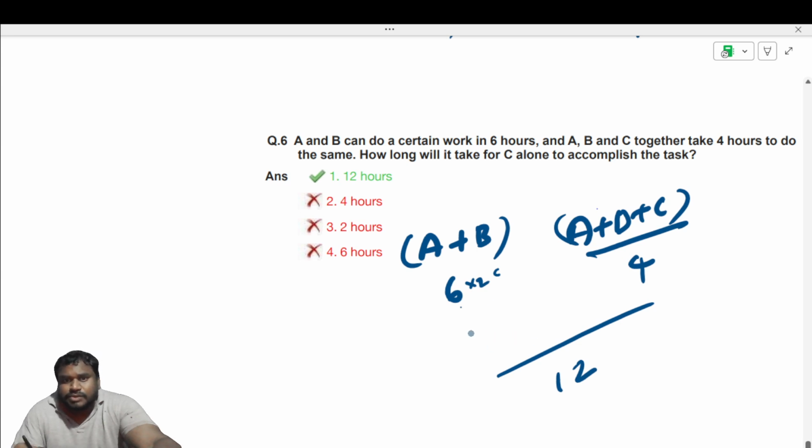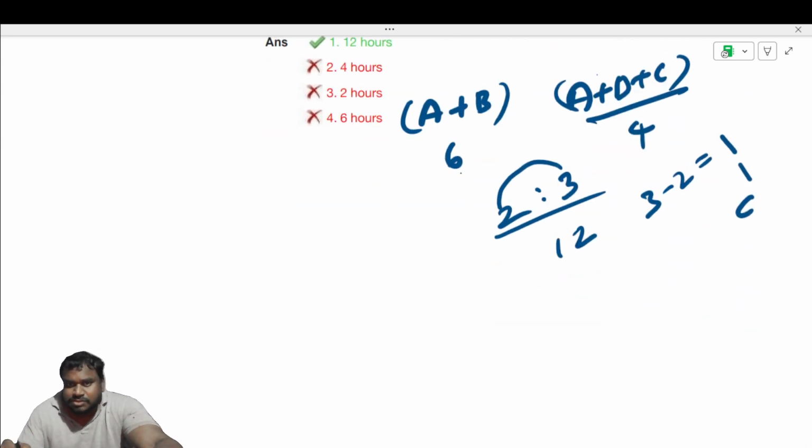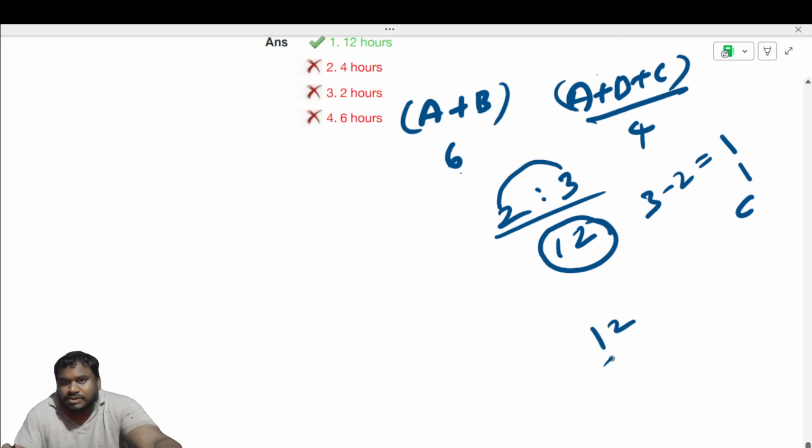So 12 divided by 6 is 2. So 2 will be the efficiency for A plus B, and 12 divided by 4 is 3. So 3 will be the efficiency for A, B, C together. Now if I subtract A plus B from A plus B plus C, then 3 minus 2 is equal to 1, and this is the efficiency of C. So how long will it take for C alone to accomplish the work? Total 12 parts of work, so 12 divided by 1 is nothing but 12 hours.